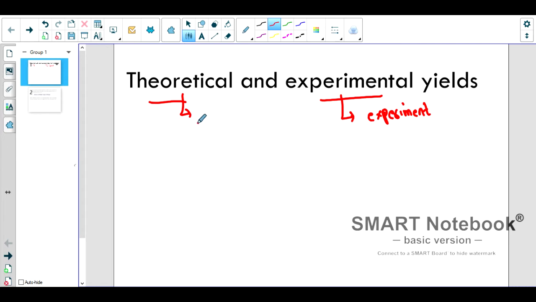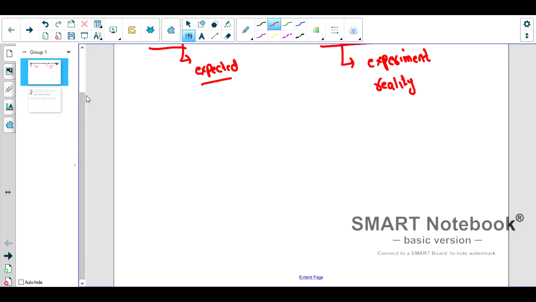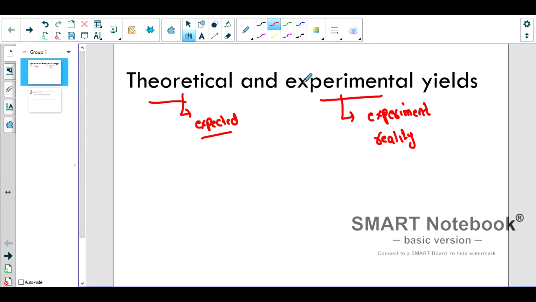It is something that you expected. You performed your calculations on paper and calculated that this much you should get, and this much is what you actually get. This is your expectation, and this is the reality. And we know that expectations are always higher than reality. Same goes in chemistry also. This theoretical yield is always more than this experimental yield. This is always more and this is always less.